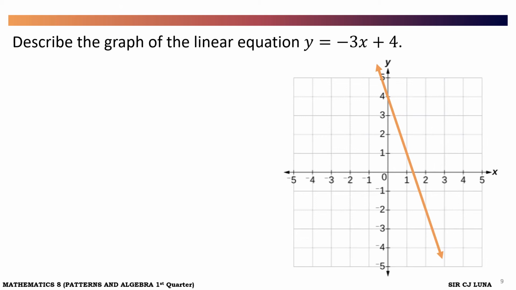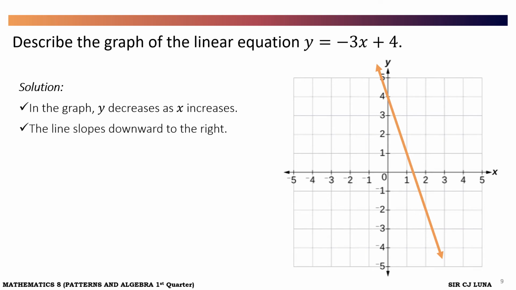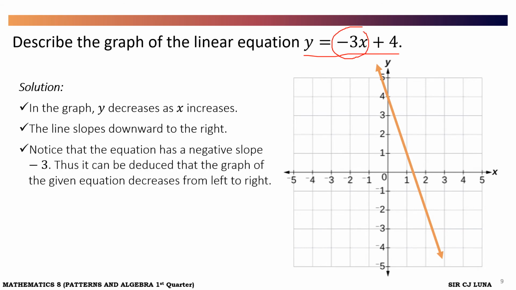Let's describe another graph. We have the linear equation y is equal to negative 3x plus 4. So looking at our graph, y decreases as x increases. Habang tumataas ang value ng x, papunta siya sa right, ang y naman natin ay pababa. And the line slopes downward to the right. Okay? Next is, looking at our linear equation, our slope is negative 3. So since our slope is negative, we can say that the graph is decreasing from left to right.